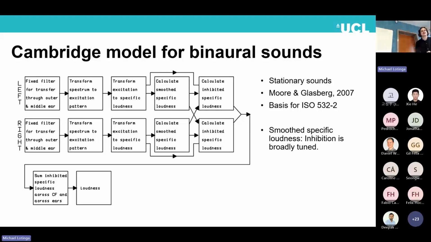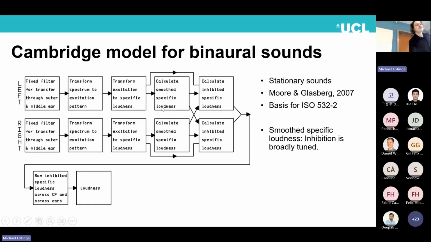It looks more complex now, mainly because you have two streams, one for each ear. And there is one additional stage here. After you calculate specific loudness, you calculate smoothed specific loudness, because the binaural inhibition is a rather broad effect. So in other words, when you have a low frequency, let's say 500 hertz, that inhibits quite high frequencies and vice versa. So that's why before you calculate how much the binaural inhibition is, you smooth the specific loudness so that you consider that it's a broadly tuned effect.